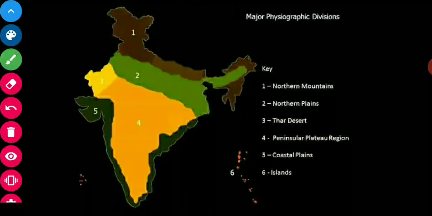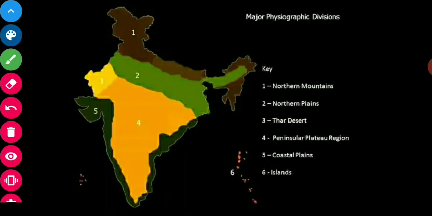So if you look at this map, you will see on the top you have the northern mountains, and then we have the northern plains, and then we go on to the western side. We have the desert, that is Rajasthan, which is also called the Thar desert, and then in the middle, in the fourth category, the orange area, that is the Peninsula Plateau. Most of the plateaus are here, and then you have the coastal plains around the area of Gujarat and coming down to Kerala, again going from Tamil Nadu to Odisha, and then we have the islands, which are Andaman and Nicobar and Lakshadweep Island.